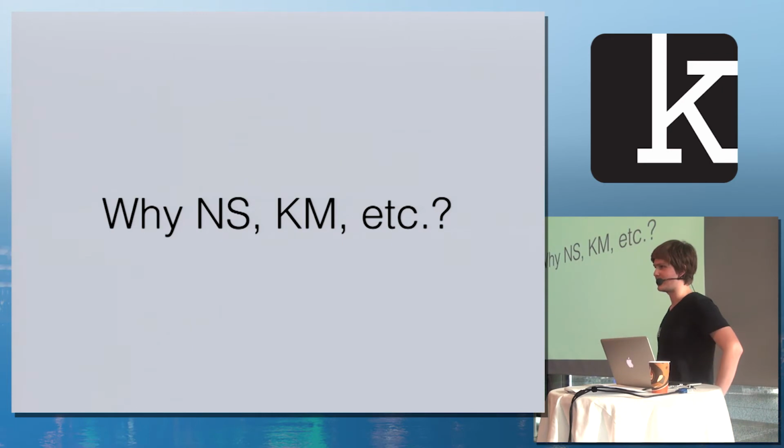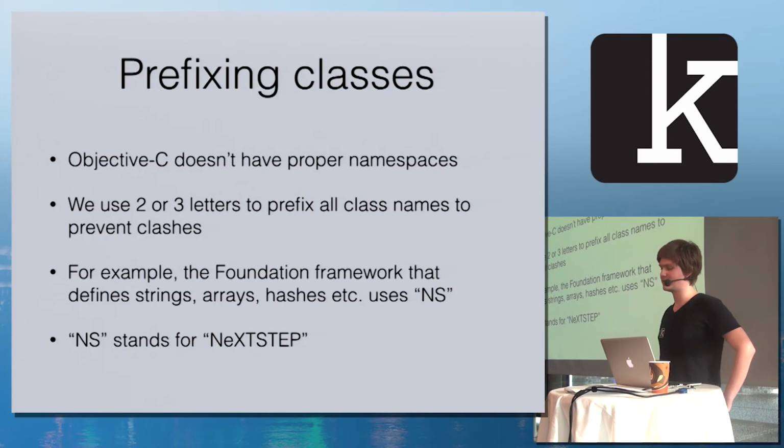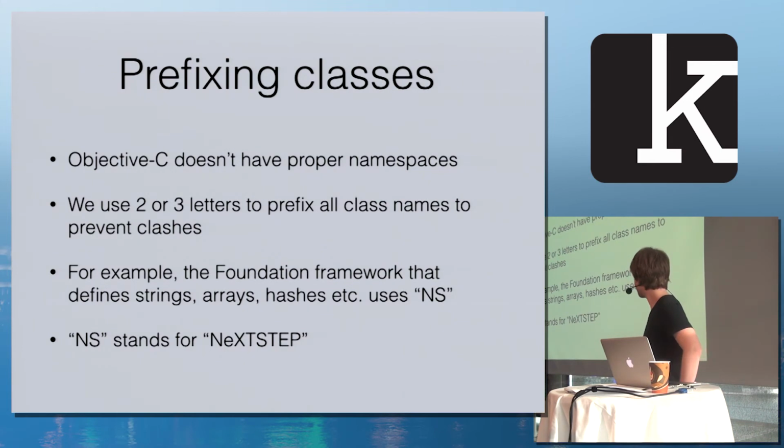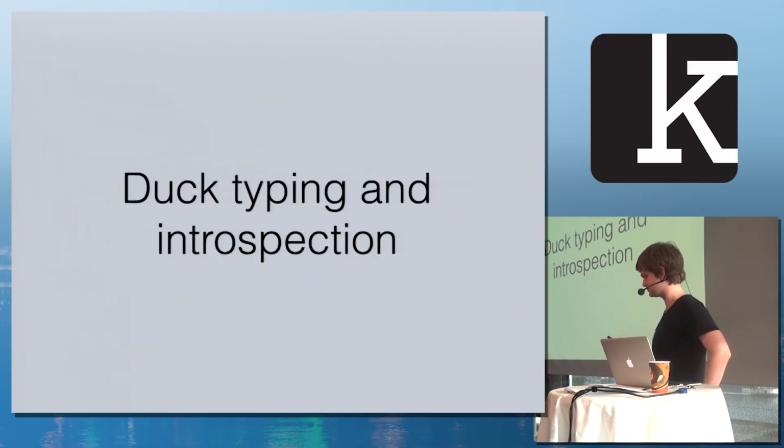You might be wondering why I have NS, KM, all these little two or three letter prefixes before classes. The reason is that we don't have modules or namespaces, so each class has a few letters before it to prevent namespace issues. And NS stands for NeXTSTEP, the company that Steve Jobs founded when he got kicked out of Apple, and that's where he started to use Objective-C.